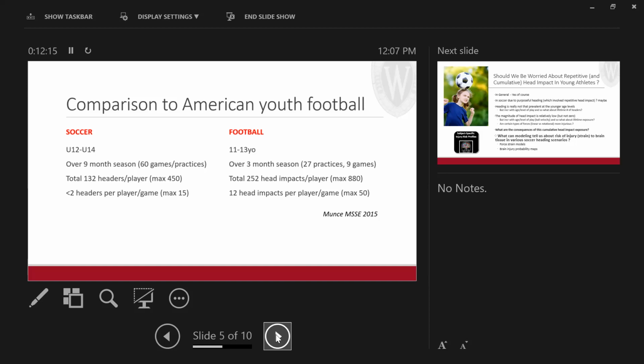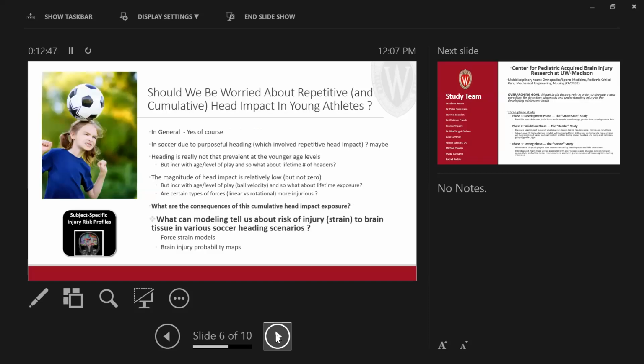So let's just compare that to football. It was a much shorter season, only 3 months, 27 practices, 9 games. There was a total of 252 head impacts per player, up to a max of 880 over the course of the season. So on average, 12 head impacts per player per game, and maybe a max of 50. So I would argue, right, we should probably be more concerned about head impact exposure in youth football, at least just looking at this one study that we can kind of directly compare age to age.